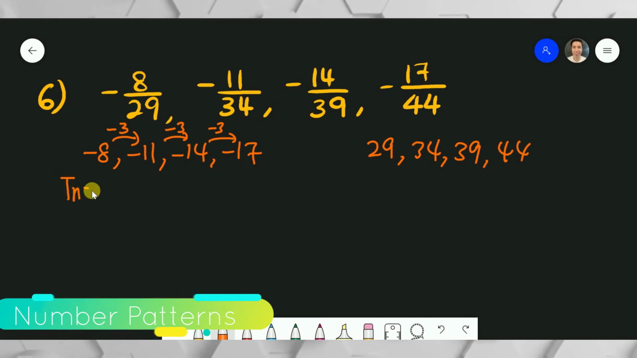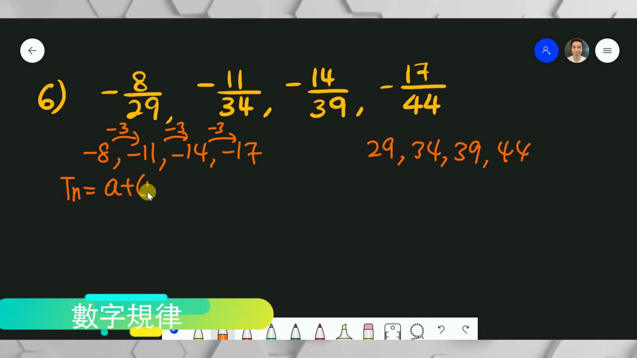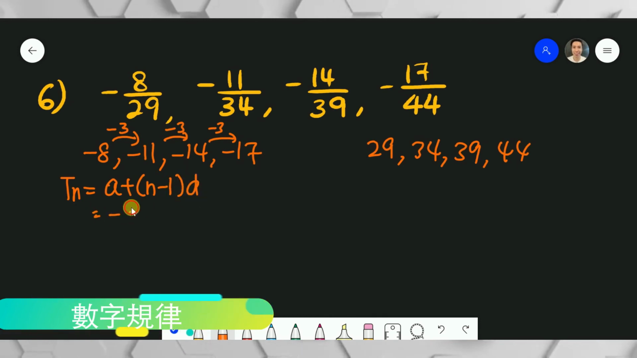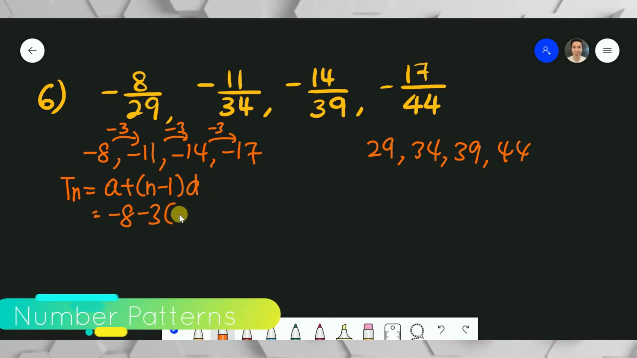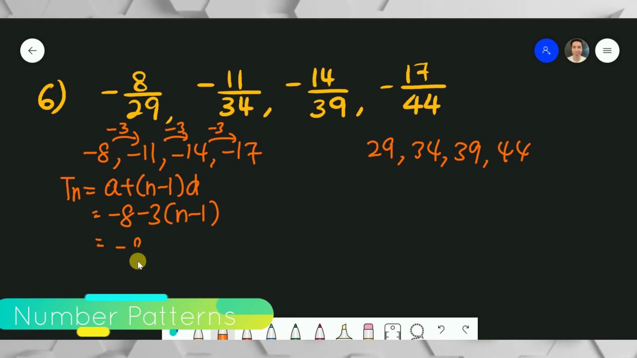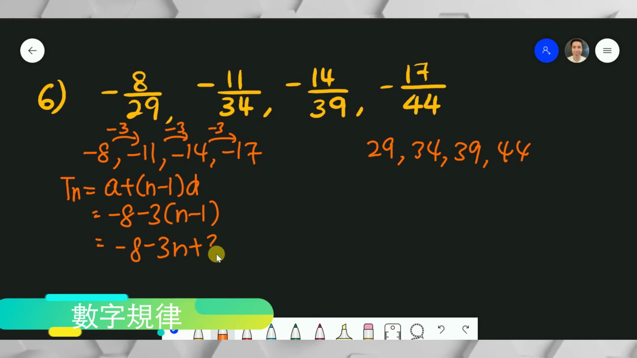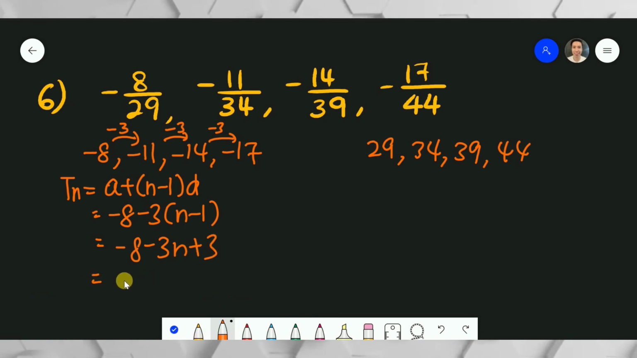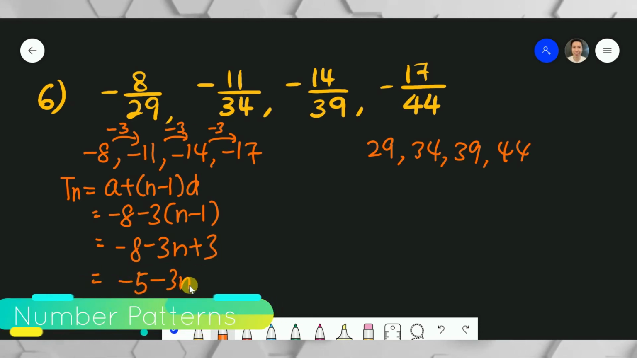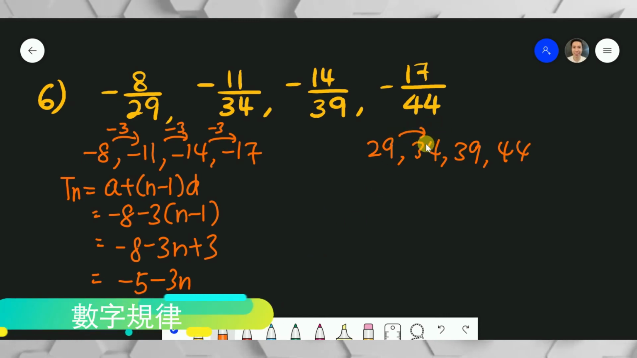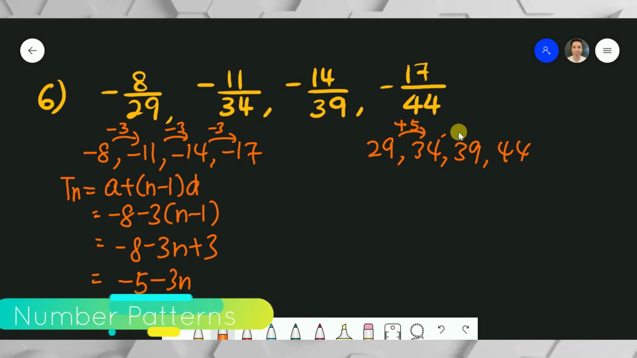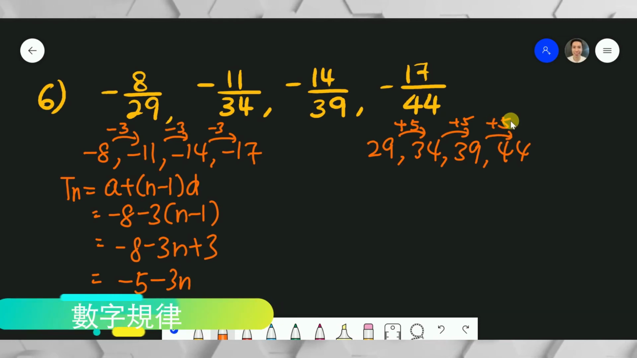Okay, so here we can apply the formula for Tn. So a plus n minus 1d. So my a is -8, d is -3. Okay, then n minus 1 times -3, expand this expression. So -3n, then plus 3. My final answer will be -5 minus 3n, right? Okay, next part here. 29 becomes 34 is a plus 5, right? So 34 plus 5, you get 39. Last one, plus 5 as well.